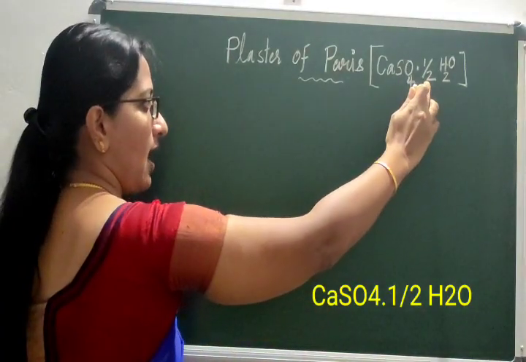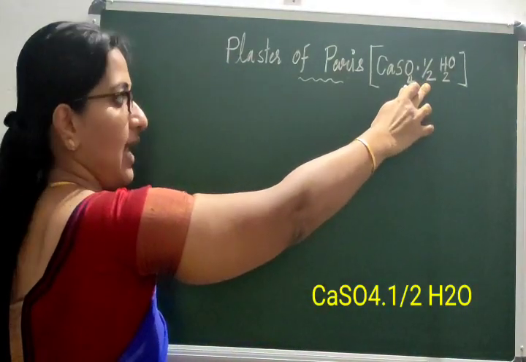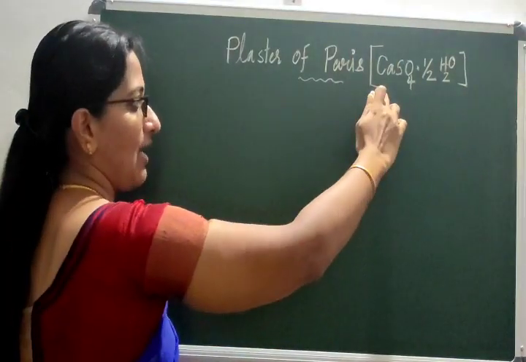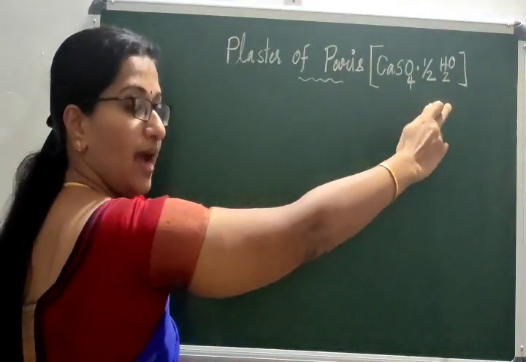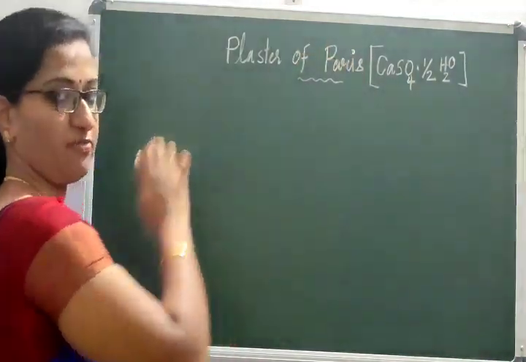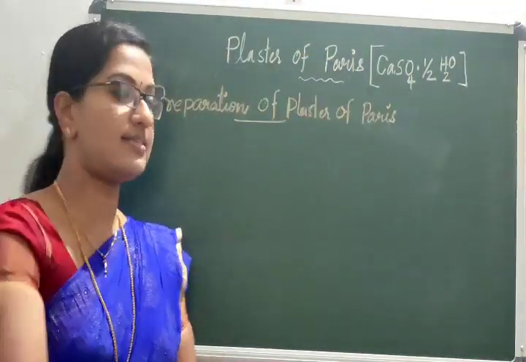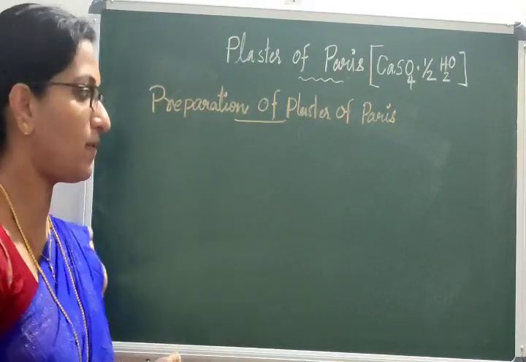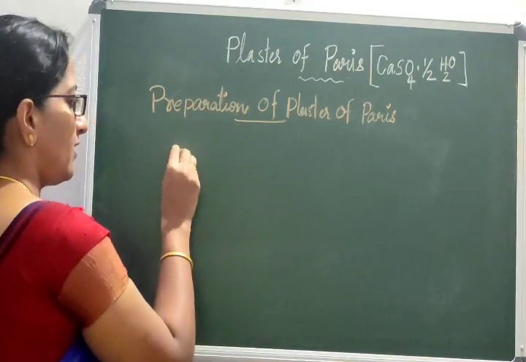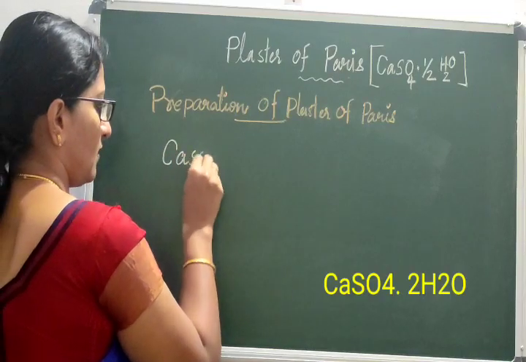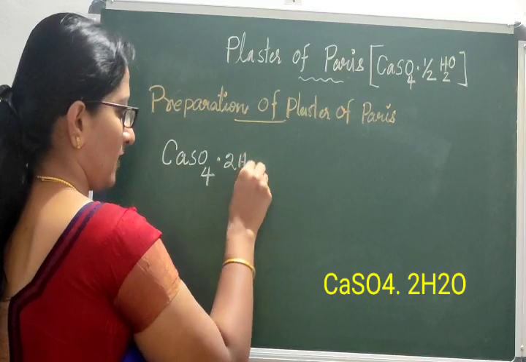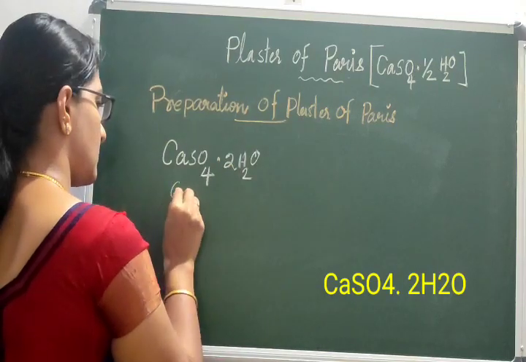Hemihydrate means half water of crystallization is added to calcium sulfate. That is why it is called calcium sulfate hemihydrate. Hemi means half. Let's see the preparation of plaster of Paris. In order to prepare plaster of Paris, we need to have gypsum. Gypsum is nothing but calcium sulfate with 2 water of crystallization. This is gypsum.